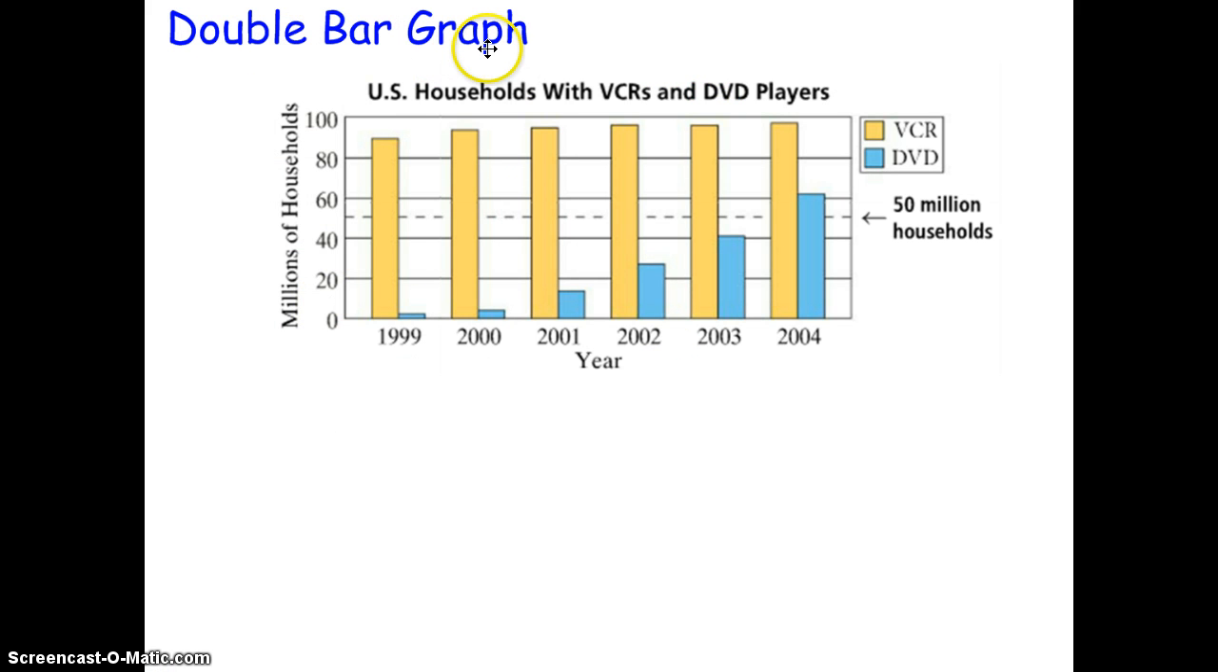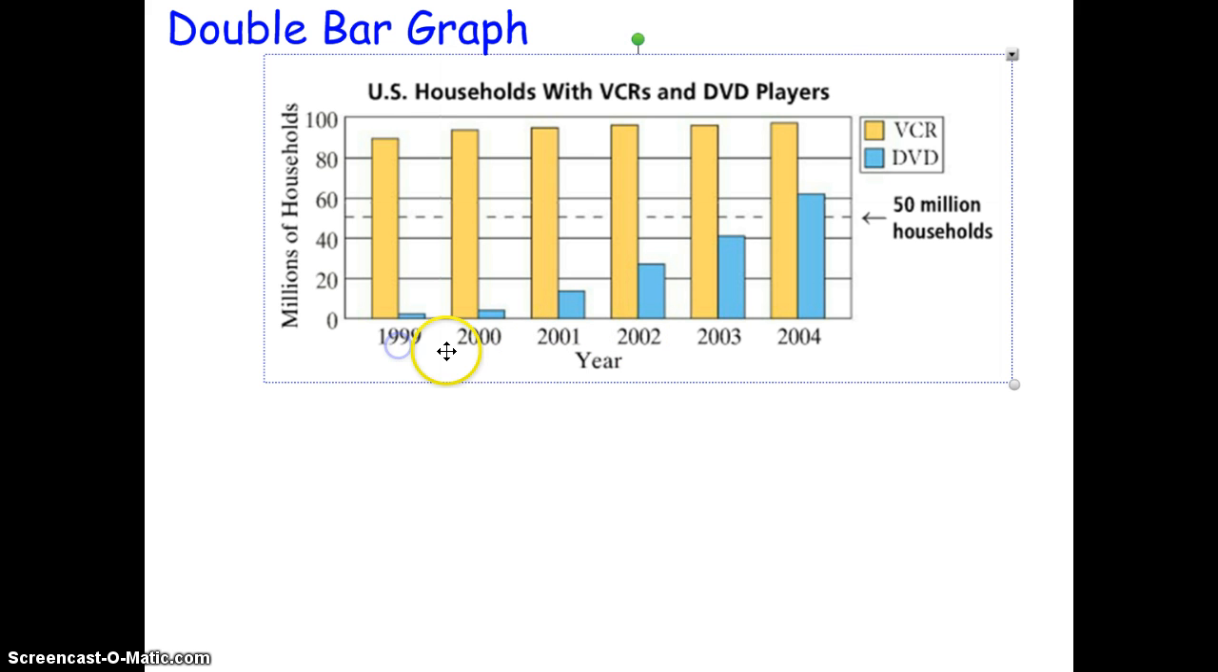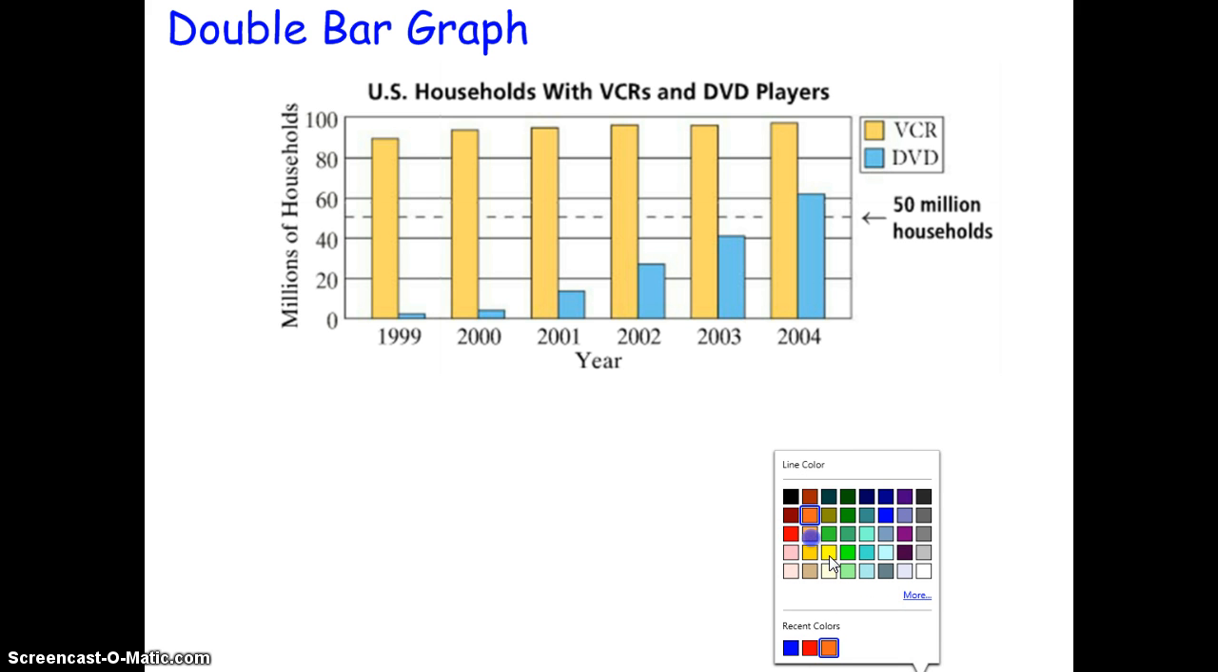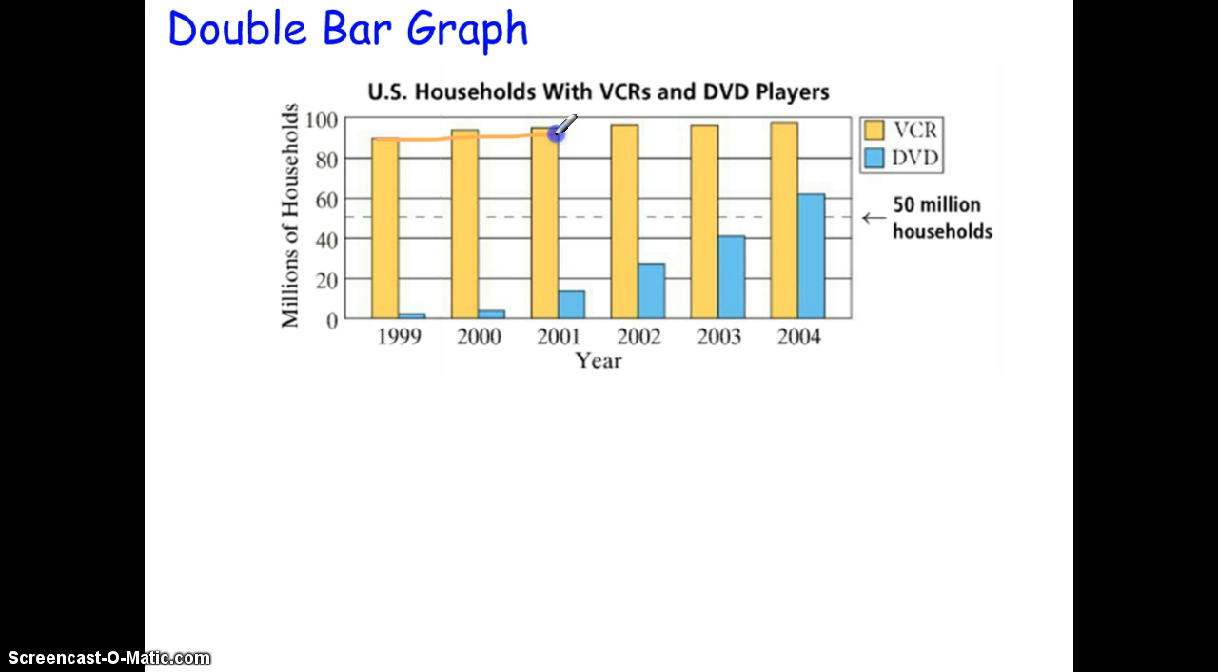So our first graph is a double bar graph, and as you can see from the title, U.S. households with VCRs and DVD players, this is the same data as our first example. It's just organized in a different way. Here are the years across the bottom. We have 1999 to 2004, and then millions of households up the side there. And then you can see that with our key, we have DVD, which is represented in blue, and VCR, which is represented in yellow.